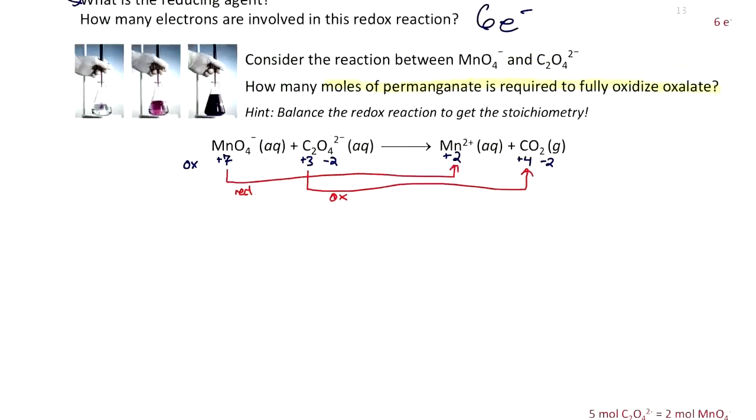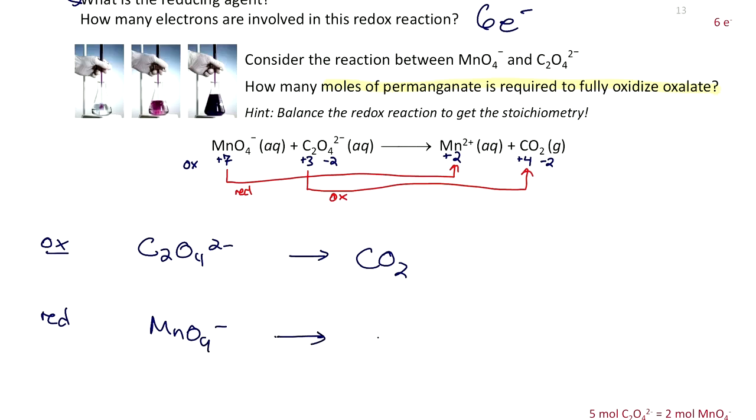All right, so now let's get our half reactions. Let's get our oxidation reaction first. So we write all of oxalate, C2O4 2 minus, arrow, CO2. Then our reduction reaction, MnO4 minus, arrow, Mn2 plus. Great. So let's do the oxidation one first.